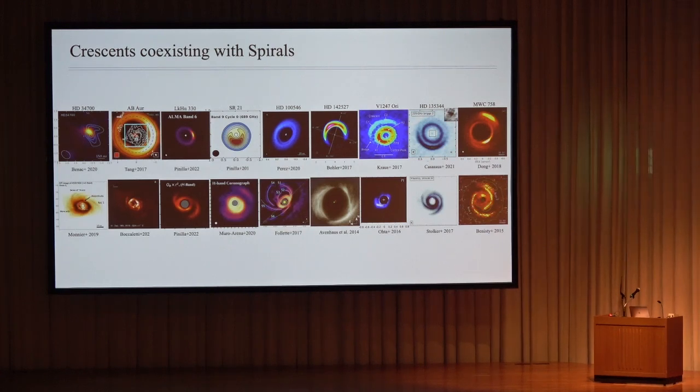And I had another question, which was just for the flocculent spiral arms, are there any good models for what creates those as opposed to a classical grand design two-arm spiral?